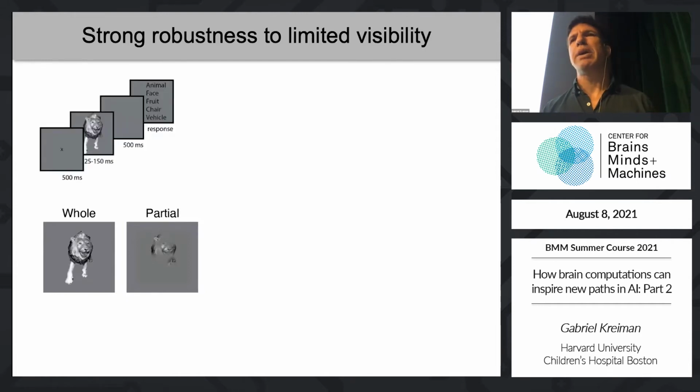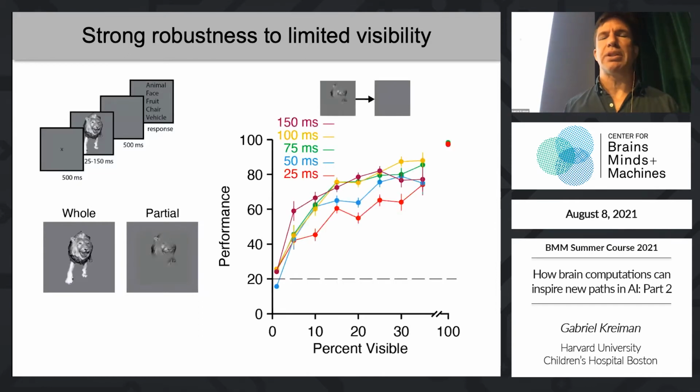Here we did a 5-way categorization task. Subjects have to recognize these objects, which are presented for a very brief amount of time, anywhere from 25 milliseconds to 150 milliseconds. Here I'm showing you behavioral performance on the y-axis as a function of the amount of visibility. Note that there's a cut here on the x-axis. If you look at 100% visibility, people are at 100% essentially. This is a very, very easy task. But as you go to the left and you have less and less visibility, the task becomes harder.